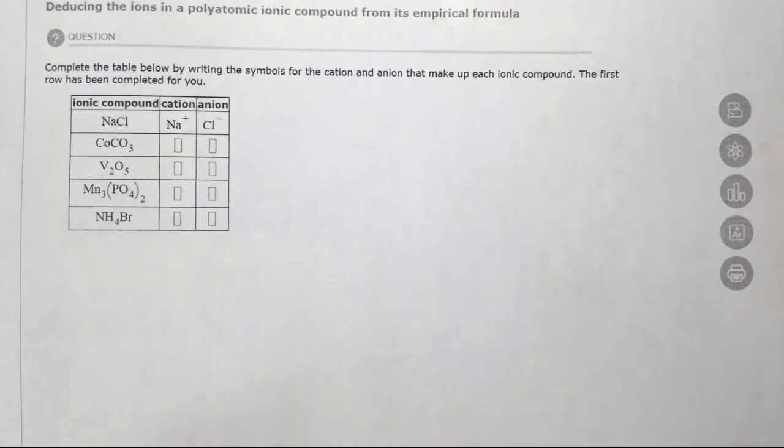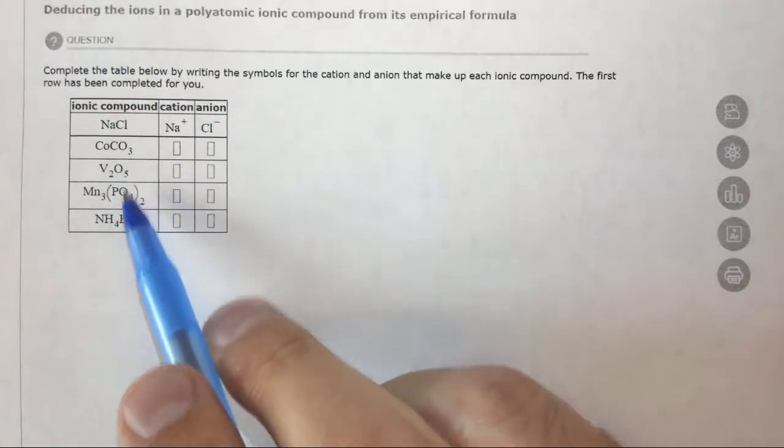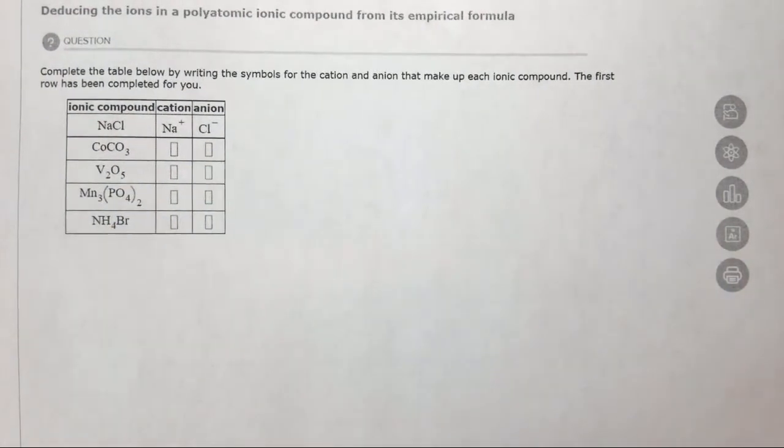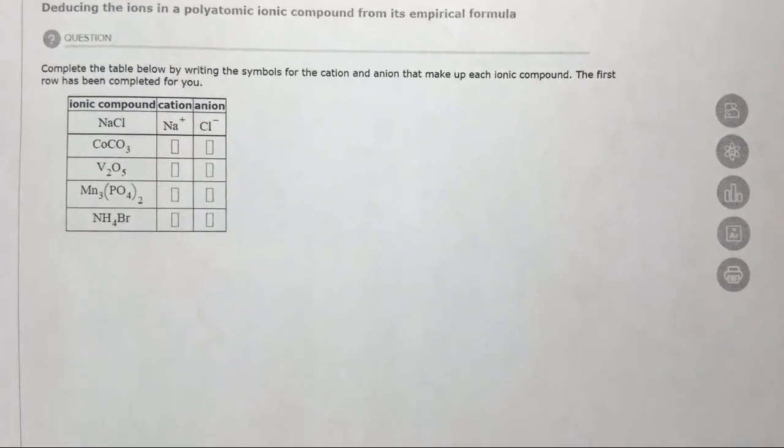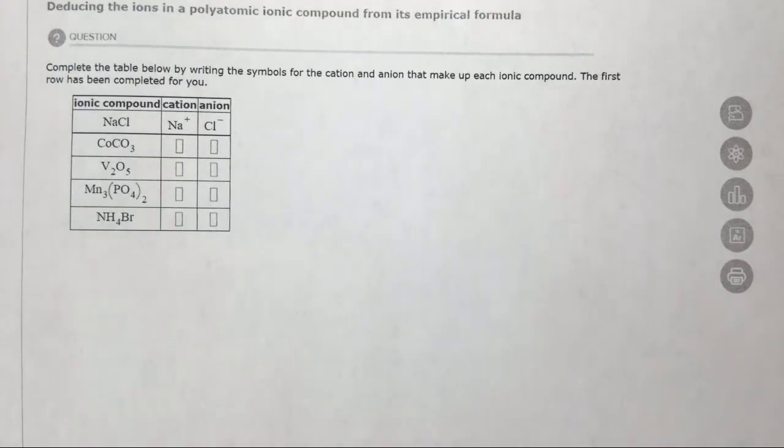In this question, we're asked to find the cation and the anion in several compounds. Several of these contain polyatomic ions, so we do need to be able to recognize those. One thing we need to remember is that all ionic compounds have an overall neutral charge.